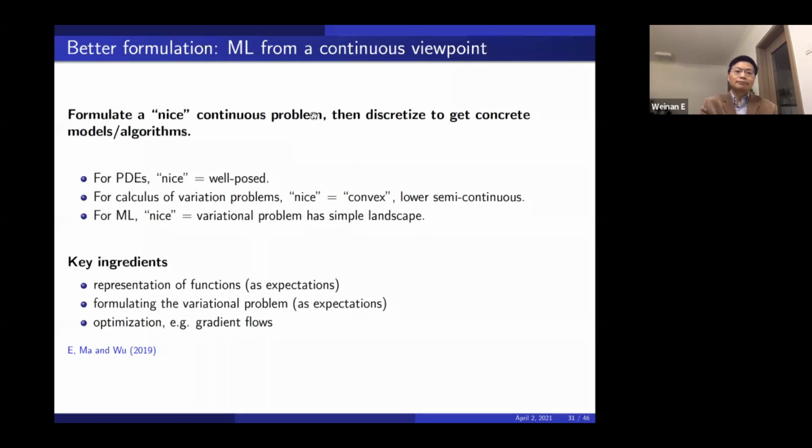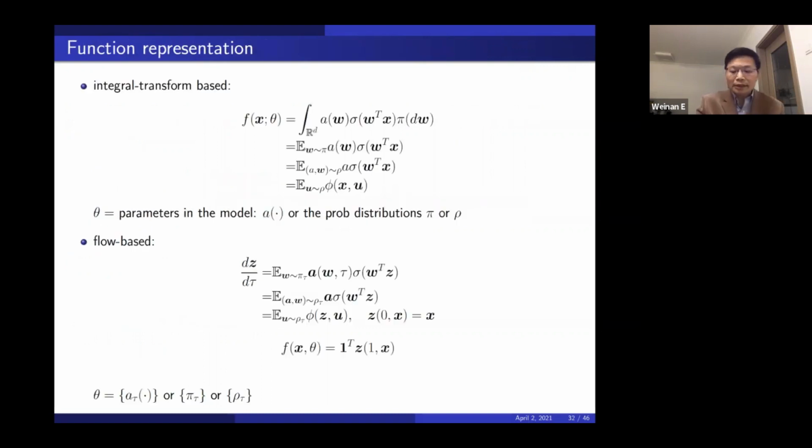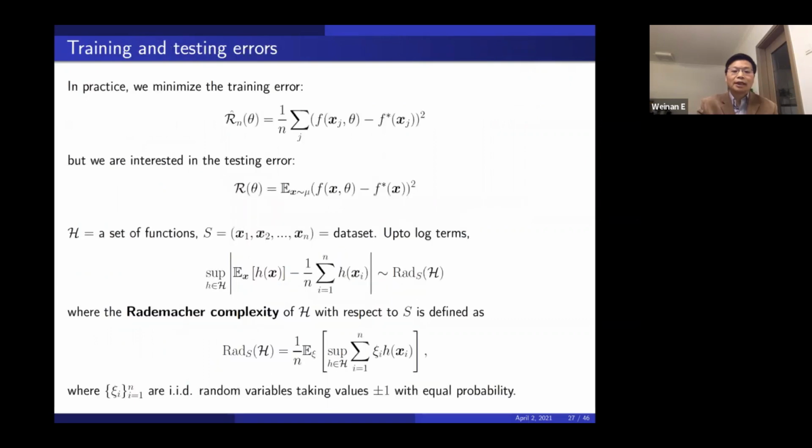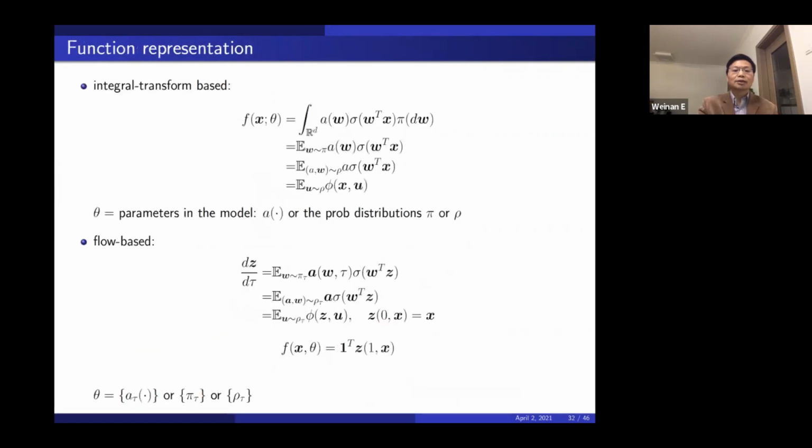I need to speed up a little bit because I want to finish with one more topic, which is how do we formulate machine learning models from a continuous viewpoint. As a PDE person, I want to see every problem as a continuous problem, either a calculus of variations problem or a PDE problem. So how do we do that? As a calculus of variations problem, we just want to minimize this. Of course, the key thing is how this function depends on the parameter theta. So theta denotes some abstract parameter. How do we select a particular representation of the function in terms of a parameter theta? That's the key issue.